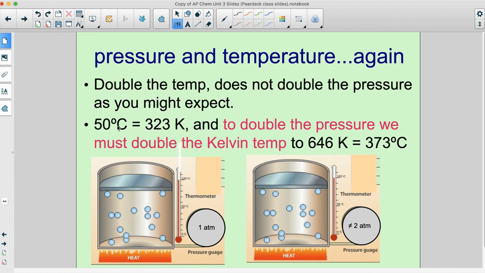So if we start at 50 degrees C at 323 Kelvin, I believe that's what this is supposed to be. It's supposed to be at 50 degrees C, and this is supposed to be at 100 degrees C, right? We have to go from 323 Kelvin and double that to 646 Kelvin, which is 373 degrees Celsius. So just keep in mind, gas laws depend on the Kelvin temperature.